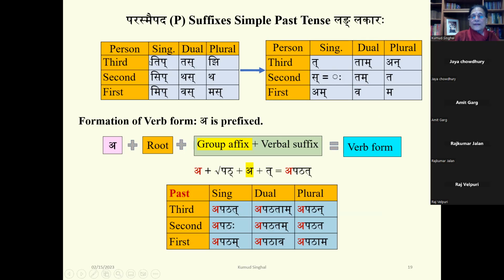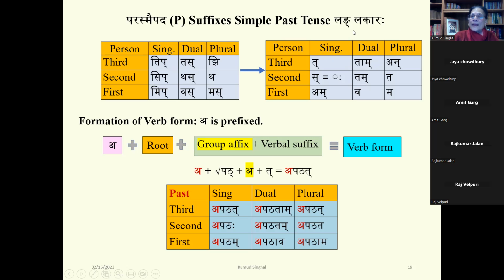Here also, these are your Parasmaipadi suffixes. And in each lakara, they simplified. So you saw in the present tense, they simplified to ti, tah, anti, and so on. In the past tense, the Parasmaipadi suffixes simplified to t, tam, an, s, which becomes a visarga, tam, ta, am, va, ma. So this is what the Parasmaipadi suffixes in the simple past tense simplified to.